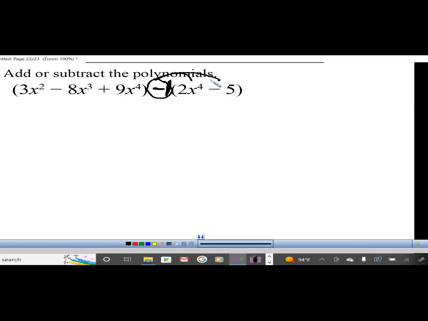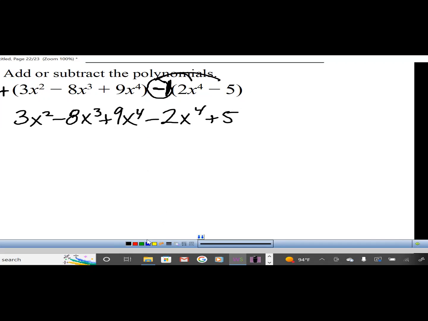All right. Once again, if it's not addition, if it's subtraction, you're going to put a 1 and distribute that negative 1. So we get negative 2x to the fourth, and negative 1 times negative 5 is positive 5. Then you bring down the first polynomial without the parentheses, 3x to the second minus 8x cubed plus 9x to the fourth. And here, let me show you why we don't need the parentheses, because what's in front of this first parentheses? An invisible plus. So if I distribute a positive 1, we end up with the same thing.